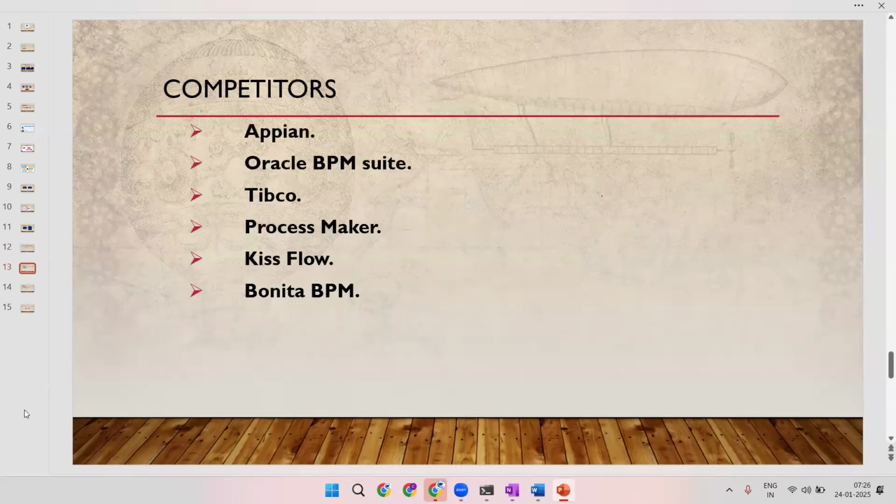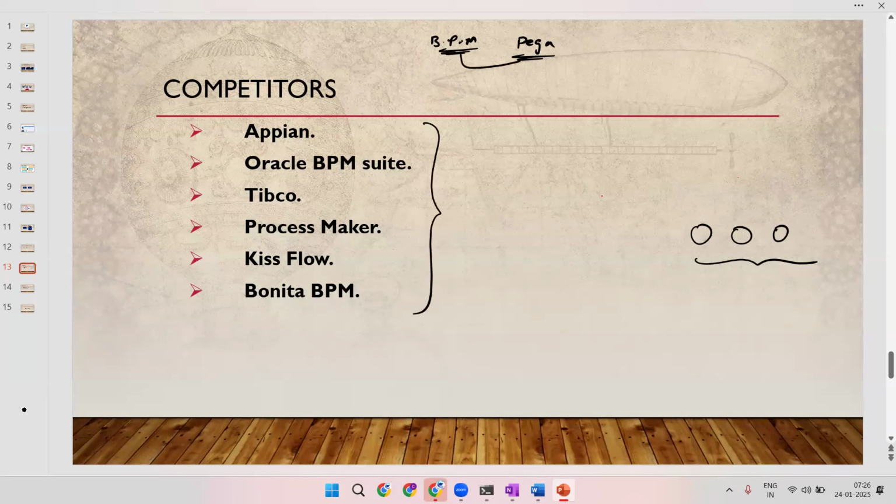Okay, fine. So coming to the competitors of Pega. As I told you, Pega is a leader under the BPM category. What do you mean by BPM? As I earlier told you, it is about the internal applications that we want to automate. So under BPM, not just Pega, there are n number of tools. Out of all these tools, there is no equal competitor for Pega.